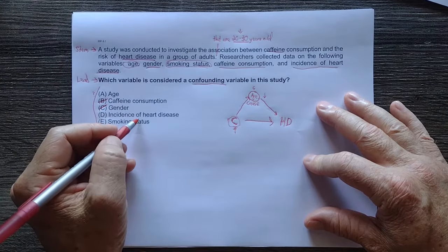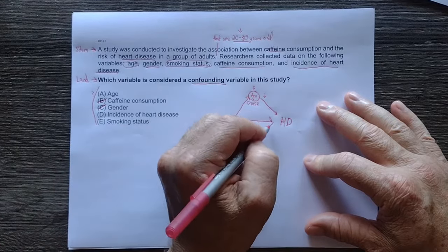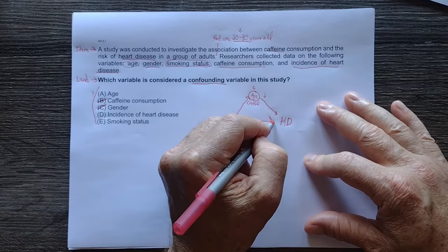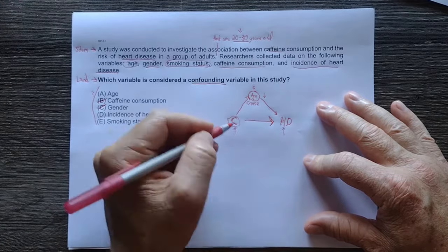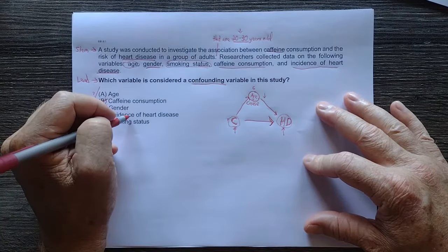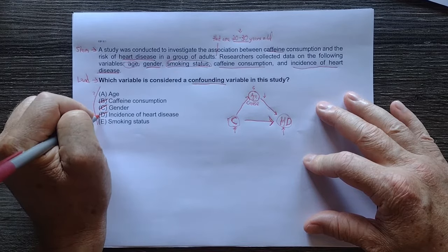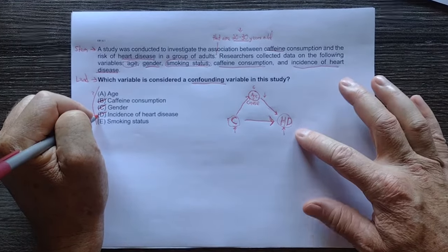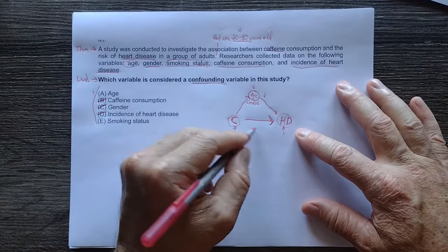The incidence of heart disease. Well, because heart disease is in our causal pathway here, it's just like when we tried to use caffeine: we cannot use heart disease. So that one's ruled out. It cannot be a confounding variable if it's actually in our pathway.